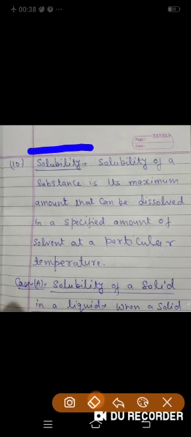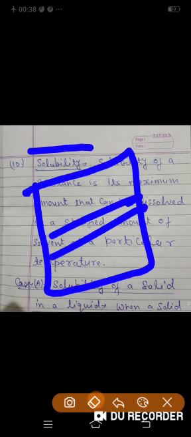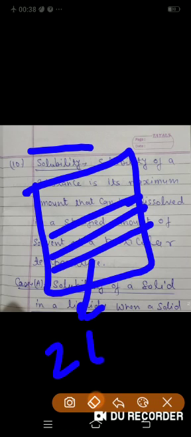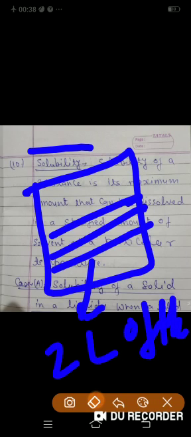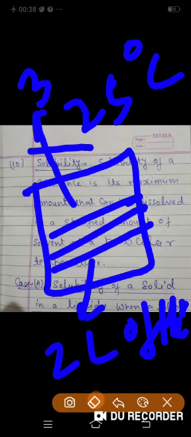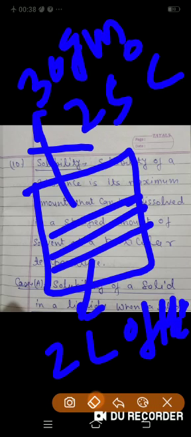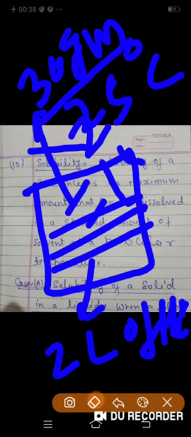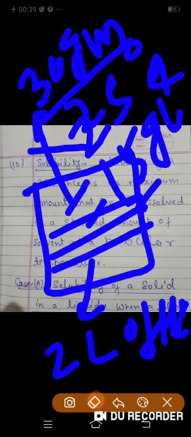What is solubility? Suppose you have water in a container, like 2 liter of H2O. Since solubility depends on temperature, suppose the temperature of the container is 25 degrees Celsius. The maximum NaCl or glucose that can dissolve is, for example, not the practical value, 30 gram. Then its solubility would be 30 gram upon 2, that is 15 gram per liter. So this is the solubility.